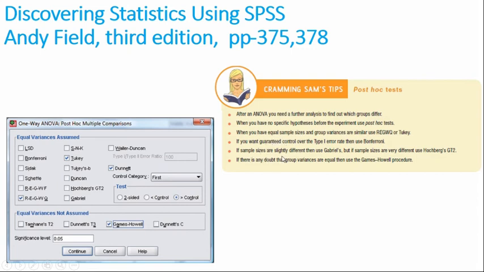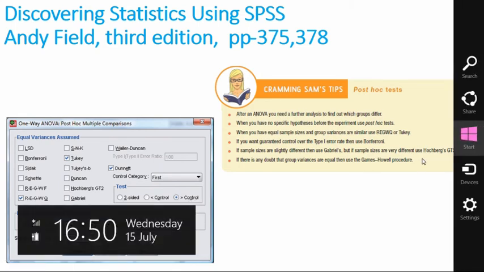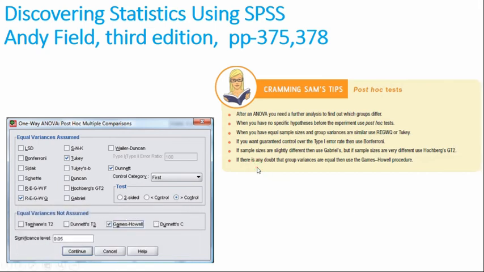If sample sizes are slightly different, then use Gabriel's. Here is the Gabriel. You can check here Gabriel. But if the sample sizes are very different, then use Hochberg's GT2. If there is any doubt about whether group variances are equal, then use the Games-Howell procedure. This is the Games-Howell procedure.